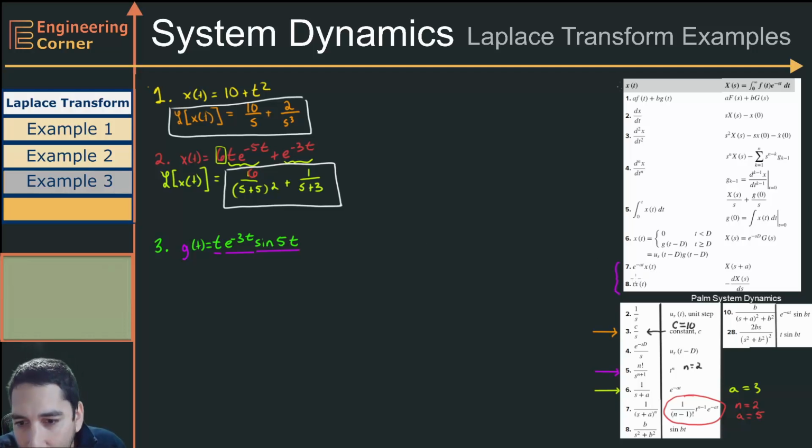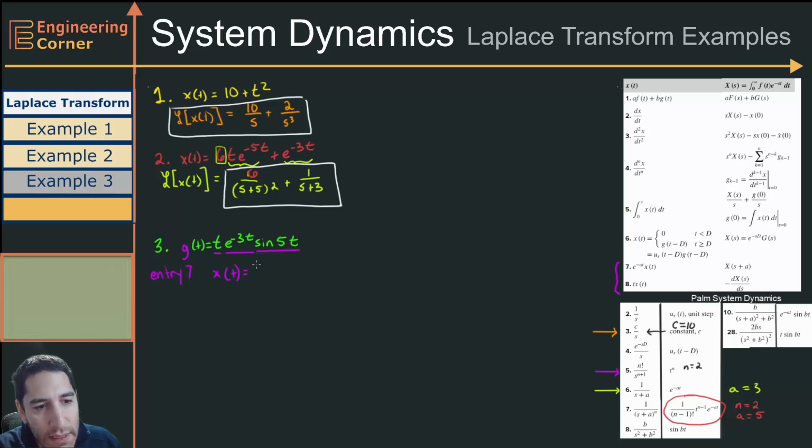And then number 8 says it's t times x of t. So we're going to do it both ways. We're going to start with entry 7. Now, what entry 7 says is e to the minus at times x of t. So we're going to define x of t as whatever is not this e to the minus 3t.